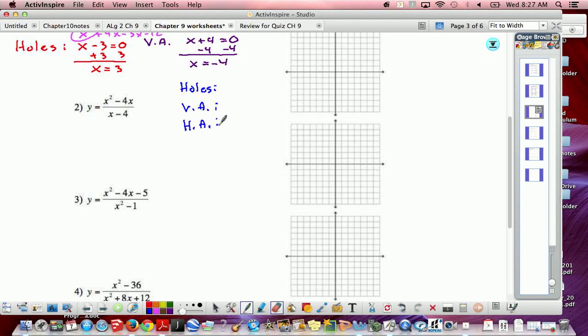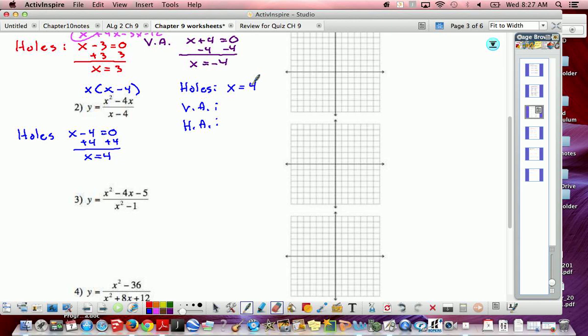So now, to start this out, I need to factor it. X squared minus 4x actually has a factor of x in common. So when I factor that out, I'm left with x times x minus 4. So what that tells me is since the factor x minus 4 repeats, that's where a hole will be located. Since I can't divide by 0, I take x minus 4 and set it equal to 0, solve for x equals 4. So I have a hole at x equals 4.